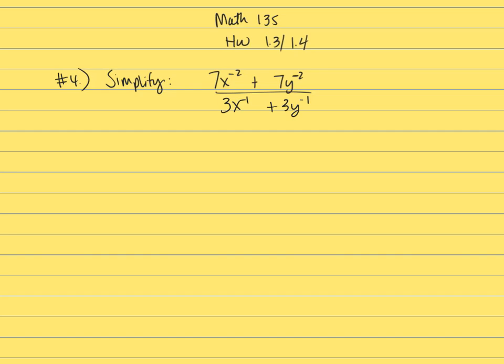I'm going to show you how to do number 4 on homework 1.3, 1.4. All right, so with this, we've got negative exponents. The thing to be aware of here is that those negative exponents are only affecting the variables, because those coefficients are not in a parenthesis that groups them with a variable. So when you go to simplify this, the only thing affected by the negative exponent was the x. So that's the only thing that goes in the denominator.